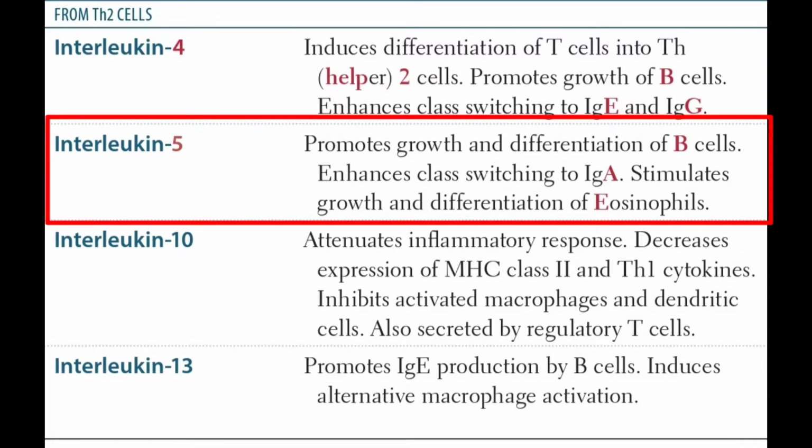Interleukin 5 promotes growth and differentiation of the B cells. Interleukin 5 enhances class switching to IgA. It stimulates growth and differentiation of the eosinophils.